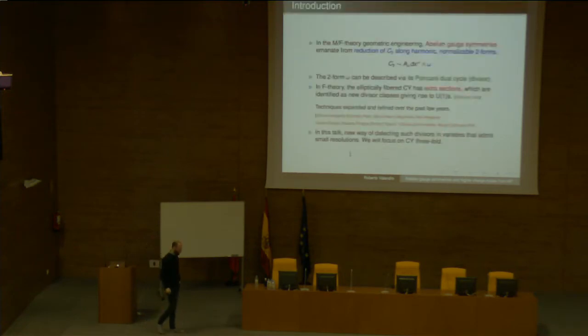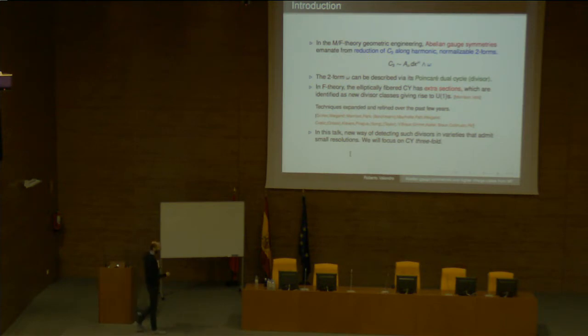Okay, let me give some details of what I said so far. Well, this has been explained very well in Miriam's talk, in Watti's talk, and previously. So abelian gauge theories in F-theory are due to the reduction of the C3 form potential along harmonic 2-forms in the compact manifold. Now, these 2-forms can be described by their Poincare dual cycle, which is a divisor. In M-theory, each divisor gives a massless U1. In F-theory, the situation is more complicated. In an elliptically fibered Calabi-Yau threefold, one needs to have an extra section in addition to the zero section in order to have a massless U1.